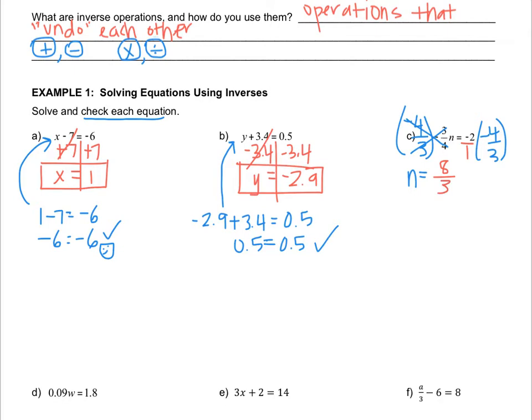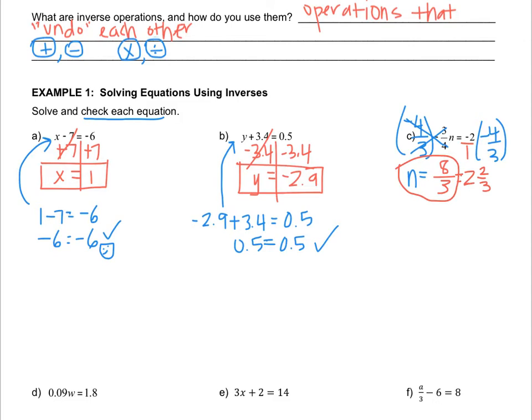And 8/3 doesn't reduce. It doesn't divide evenly. If you want to write it as a mixed number, it would be 2 and 2/3, I guess, you can. But I would definitely suggest that you just leave it as 8/3. So you get a fraction, and everyone freaks out, like I said, when you have fractions.